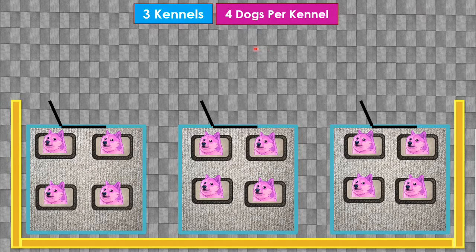So let's get the answer here. 3 kennels, 4 dogs per kennel. That will give us 12 dogs total. You were right. Good job, class. Give yourself a high five.